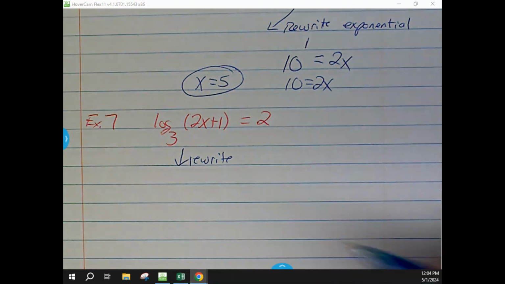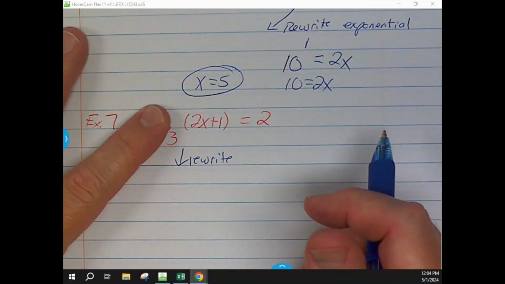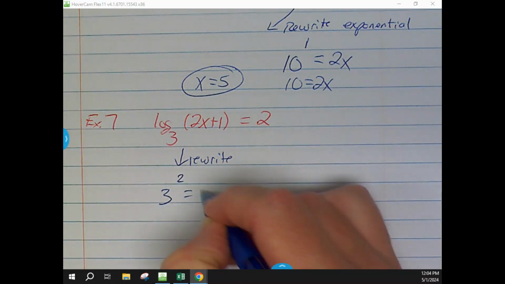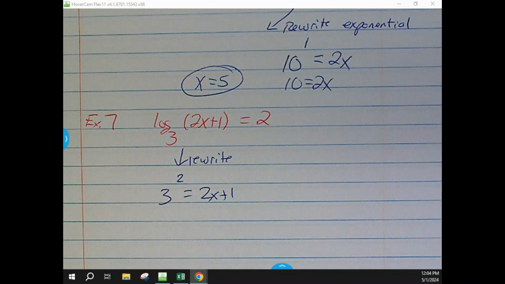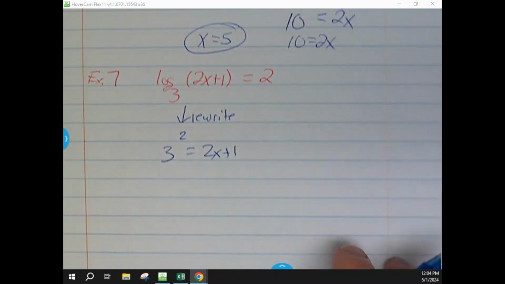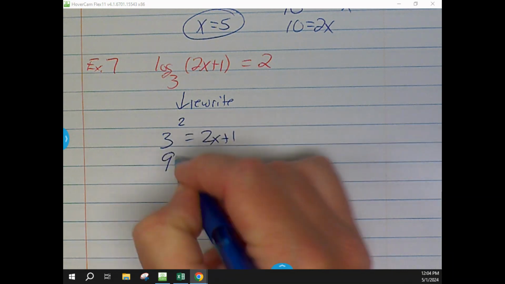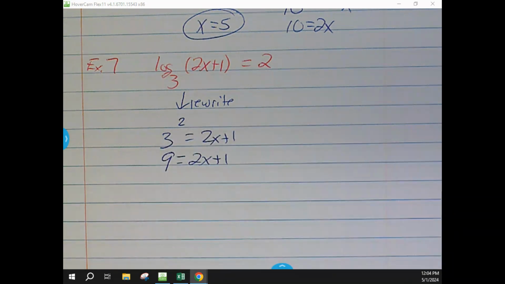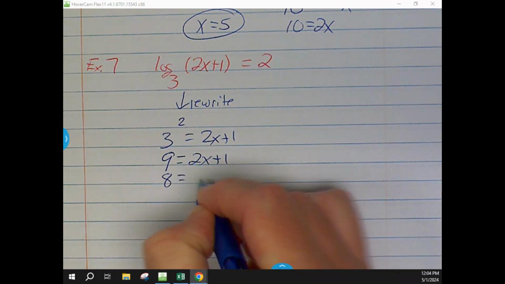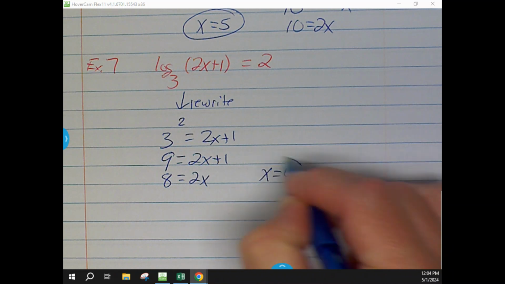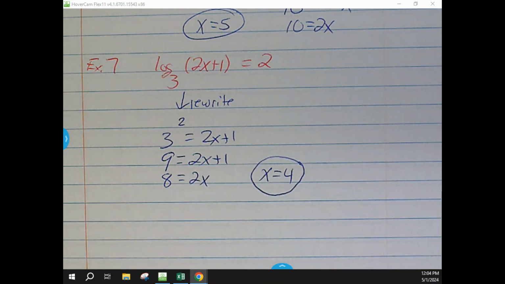Okay, again, when you go from log to exponential, it's pretty easy. You just cover up the word log, and then you switch these two numbers. So now we've got 3 squared equals 2x plus 1. And then from there, you really don't need a calculator. 3 squared, if you want to check it real quick, is 9. So now you've got an easy equation to solve. You've got 9 equals 2x plus 1. We'll just subtract 1 from both sides and then divide by 2. And we got x equals 4.